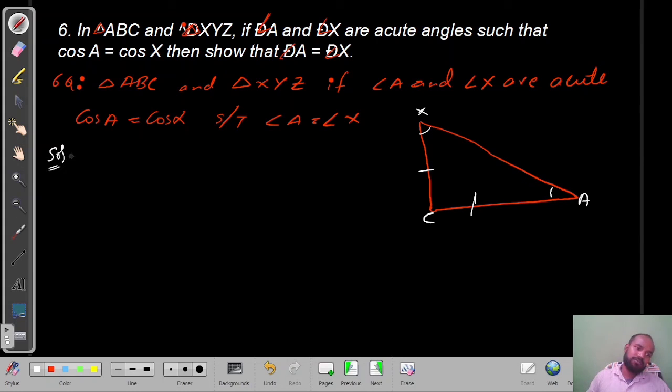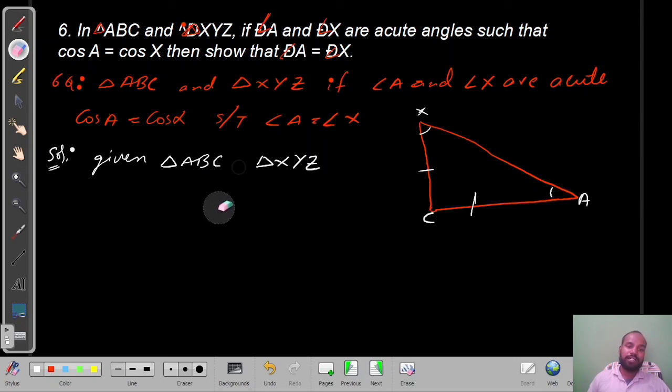Solution. Given: triangle ABC and triangle XYZ. In triangles ABC and XYZ, angle A and angle X are acute angles such that cos A equals cos X. So he has given two triangles, right? Those are triangle ABC and triangle XYZ.